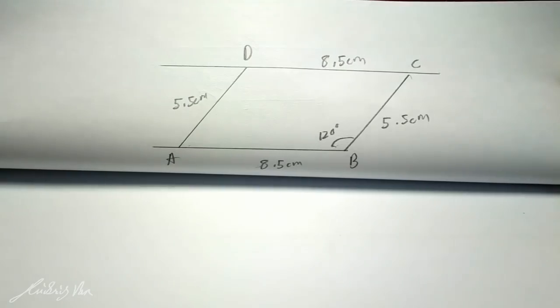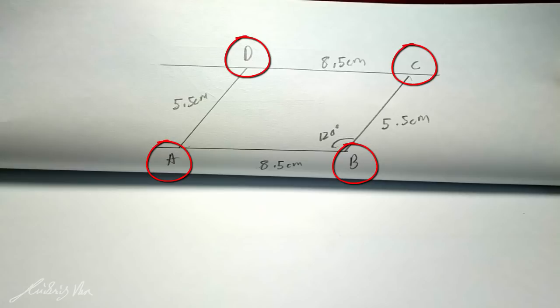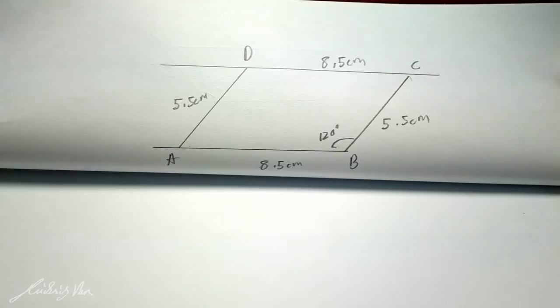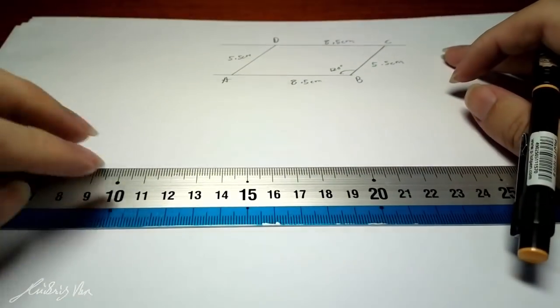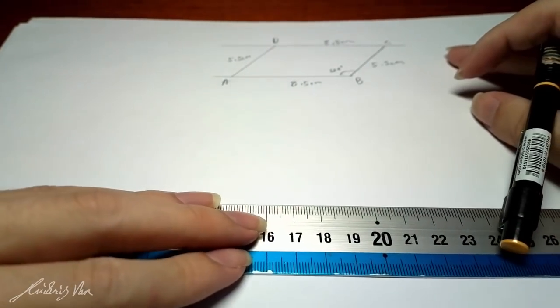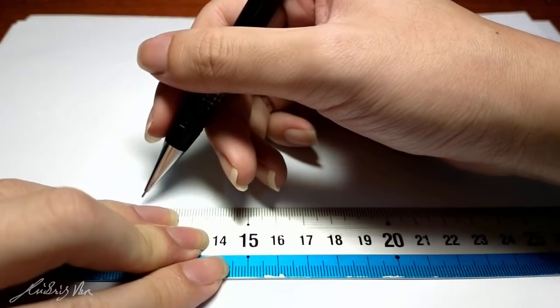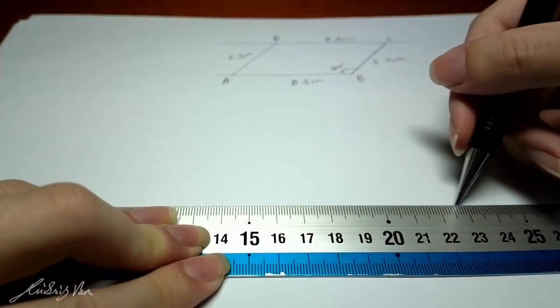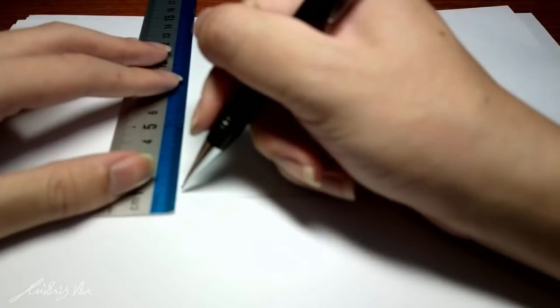Now, a very important thing to take note of is to label your corners in order A, B, C, and D in a clockwise or anti-clockwise direction, like what I have just done. So now let us begin our construction. First, let us draw the baseline. It must be longer than 8.5 cm. It can be around 12 cm. Doesn't really matter as long as it's above 8.5 cm.